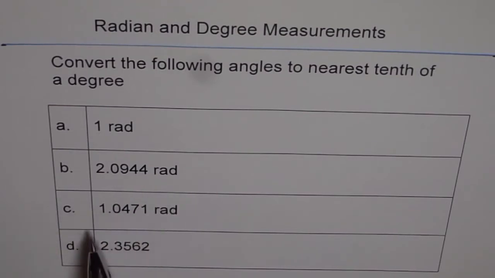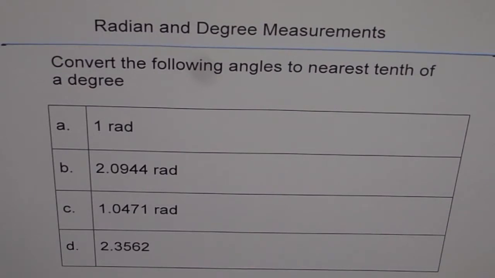2.0944 radians, 1.0471 radian, and 2.3562. I have not written radian here, but if I don't write any unit, it has to be radian. You remember, radian is a ratio, right? So it really is not a unit. So radian or no radian written there, it means radian. Okay, so that's the default unit for the angle. Correct?